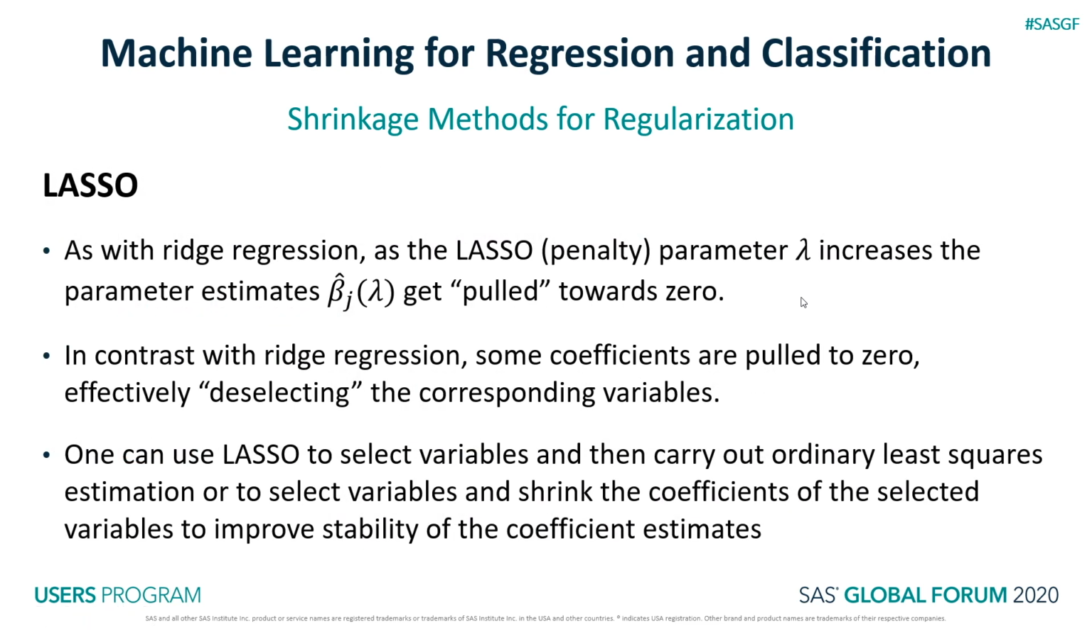So as with ridge regression, as the LASSO penalty parameter increases, the parameter estimates, beta j hat, get pulled towards 0. But in contrast with ridge regression, some of the coefficients are pulled exactly to 0. And so that's effectively deselecting the corresponding variables from the regression model. One can use the LASSO to select variables and then carry out ordinary least squares estimation, or to select variables and shrink the coefficients of the selected variables to improve the stability of the coefficient estimates.